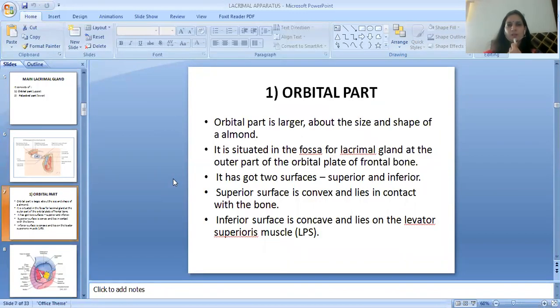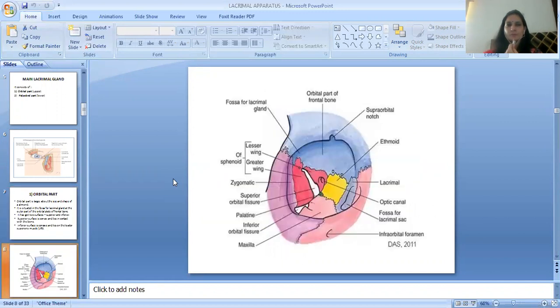First, the orbital part. It is larger, about the size and shape of an almond. It is situated in the fossa for the lacrimal gland at the outer part of the orbital plate of the frontal bone. It has two surfaces, superior and inferior. The superior surface is convex and lies in contact with the bone. The inferior surface is concave and lies on the levator palpebrae superioris muscle, LPS.